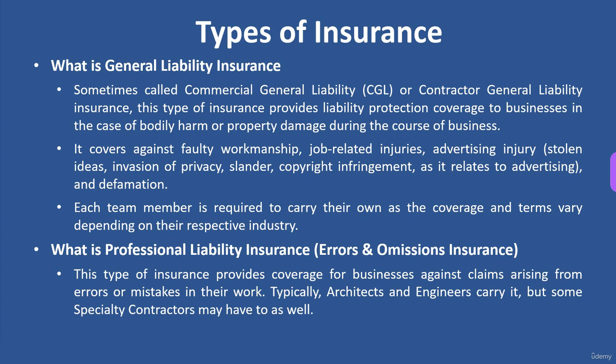Also, what is professional liability insurance? So typically you see it as errors and omissions insurance. This is the type of insurance that provides coverage for a business against claims arising from errors or mistakes in their work. Typically, this is what architects and engineers carry, but some specialty contractors may carry it as well, especially if they're required to have licensed engineers working for them.